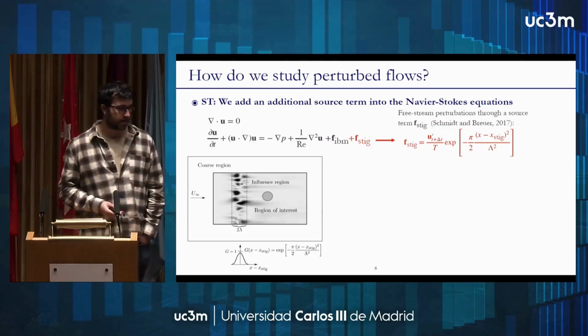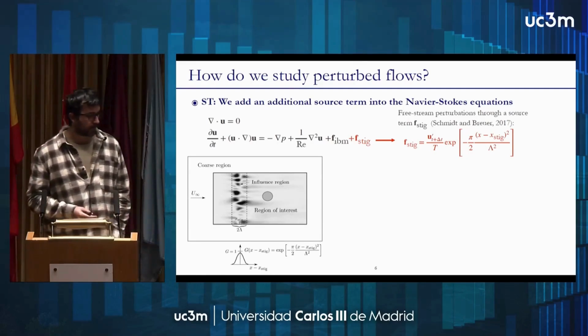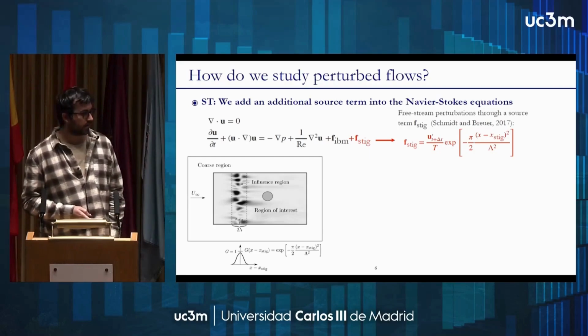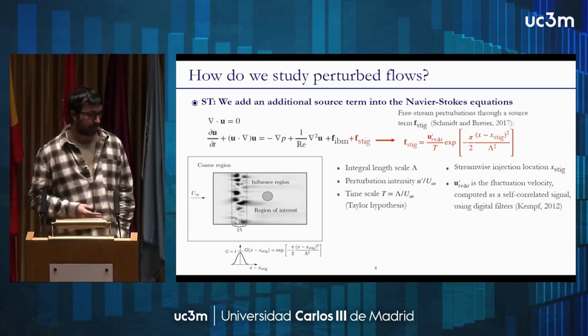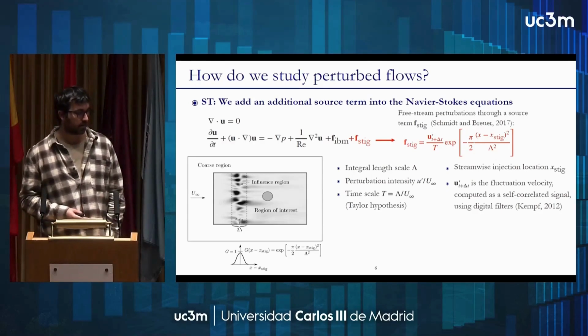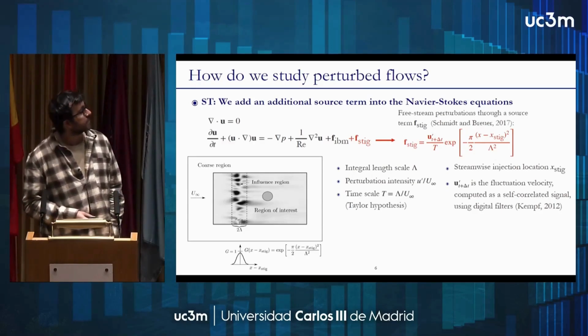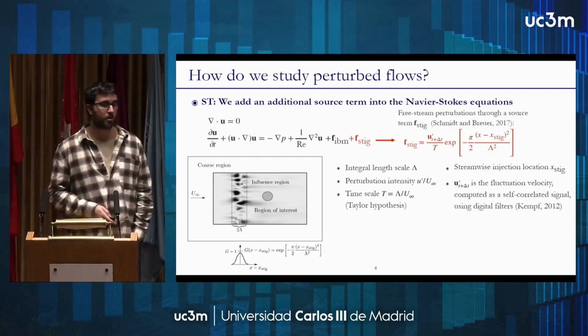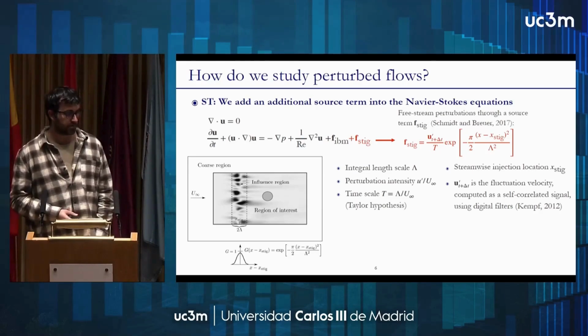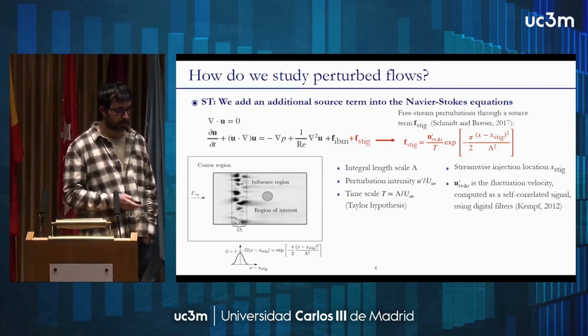Basically, by including this term, we inject fluctuations, okay, of a typical size, that is the integral scale, and an intensity, also, and a time scale. These fluctuations are three-dimensional, okay? Basically, they are correlated in space and time. And in order to generate them, we employ a well-established approach in the literature, which is a digital filter approach, okay?